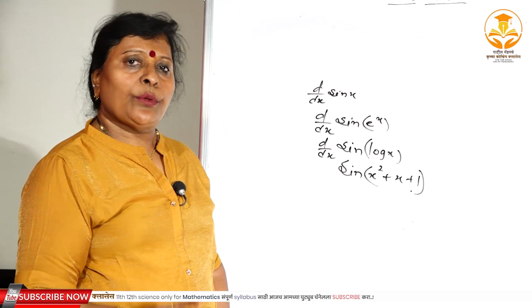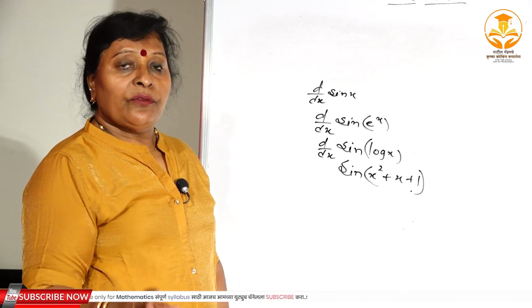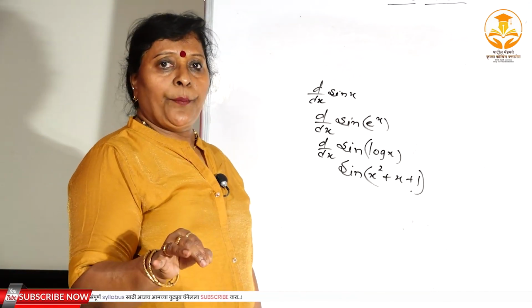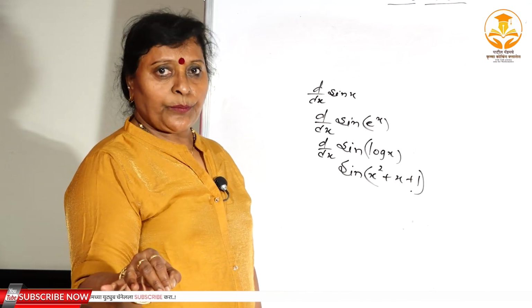Once you know the chain rule, you can find the derivative, right? So first we have to study the theorem, because that theorem is very important. Theoretical questions can be asked in the board, isn't it?